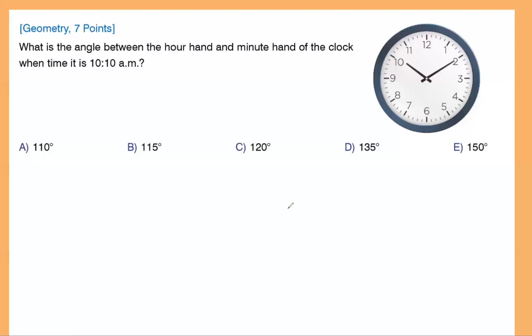So the next question we have is a clock problem, which is also a common type. The question was asking for the angle between the minute hand and the hour hand when it's 10:10 a.m. Okay, so just remember, the whole clock is 360 degrees, right? And then we have 12 equal spaces, which means each of those gives us 30 degrees. So if you move from 12 to 1, 1 to 2, that will be just 30 degrees.